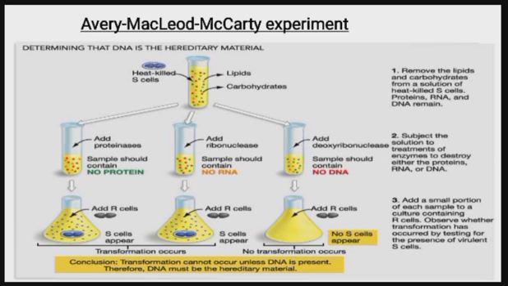Now, Avery, MacLeod and McCarty had shown that only DNA extracts from S cells cause transformation of R cells to S cells. To demonstrate that contaminating molecules in the DNA extract were not responsible for transformation, the DNA extract from S cells was treated with RNase, DNase, and proteases, and then mixed with R cells. Then they observed that the samples which had no protein and no RNA showed transformation, while the sample which had no DNA showed no transformation. Hence, they concluded that transformation can't occur unless DNA is present. Therefore, DNA must be the hereditary material.